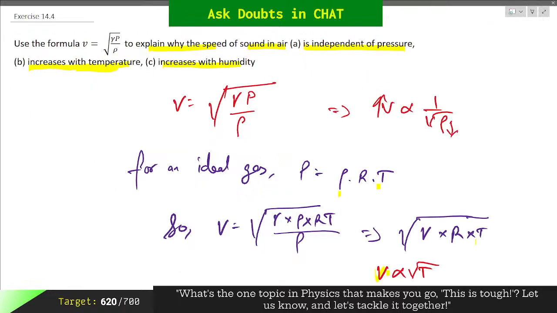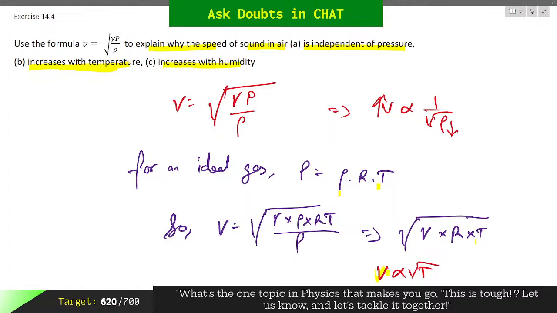The question says to use the formula V equals root of gamma P by rho to explain that the speed of sound in air is independent of the pressure, increases with temperature, and increases with humidity. So here we have been given the speed of sound in air, and we have to show that it is independent of pressure, but there is a pressure component. So we will try to nullify this pressure component and then we can show that it is independent of pressure.